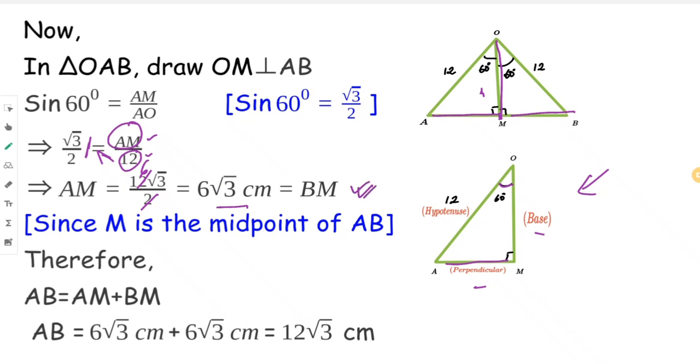Now we already got this side. When I add the entire length, AB is made out of AM plus MB. They're both the same. So 6 root 3 plus 6 root 3, I'm going to get 12 root 3, which means from this triangle I've already got the base. Now let's try to find the height.